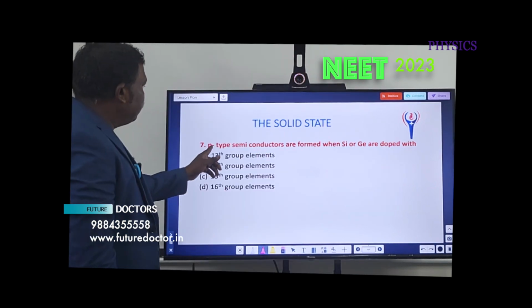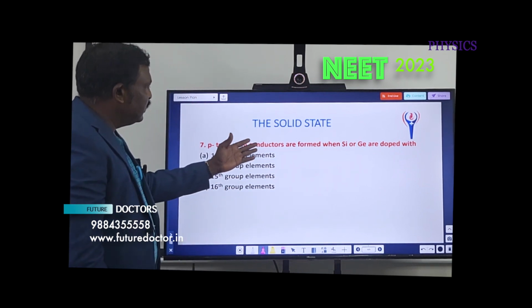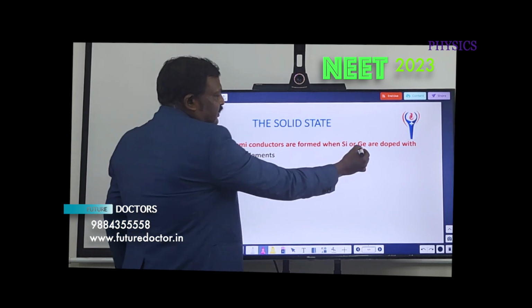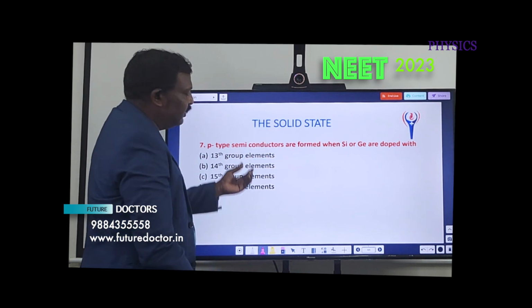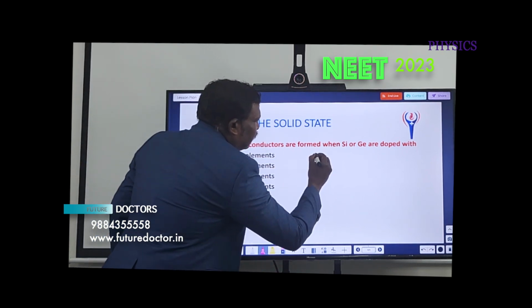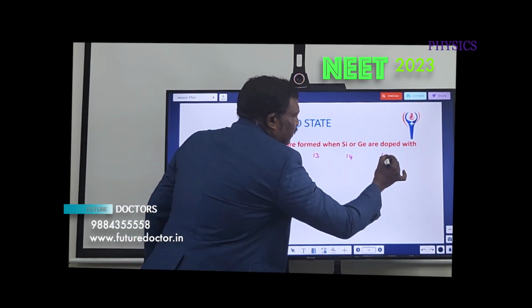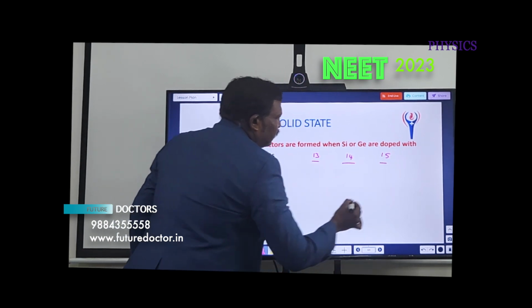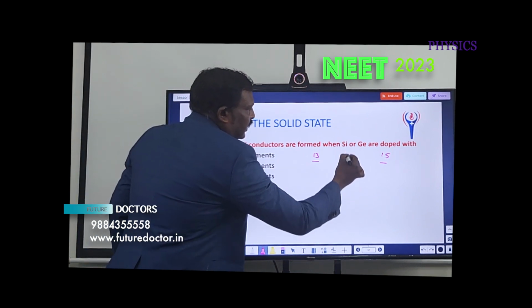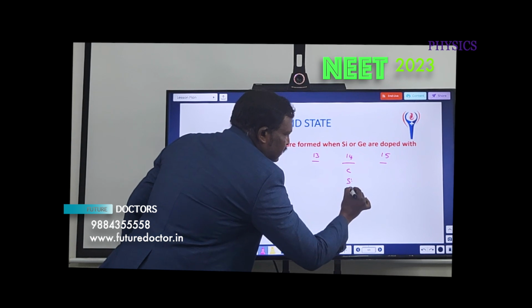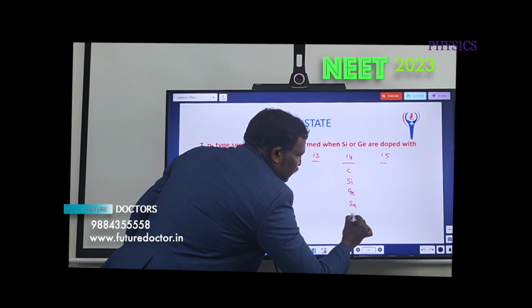Next one. P-type semiconductors are formed when silicon and germanium are doped with. Here you should remember: silicon and germanium, we have to make them into P-type semiconductors. They're asking which elements we should dope with. Simply remember the 13th group, 14th group, 15th group. Suppose here: carbon, silicon, germanium, tin, lead. Is it correct or not?